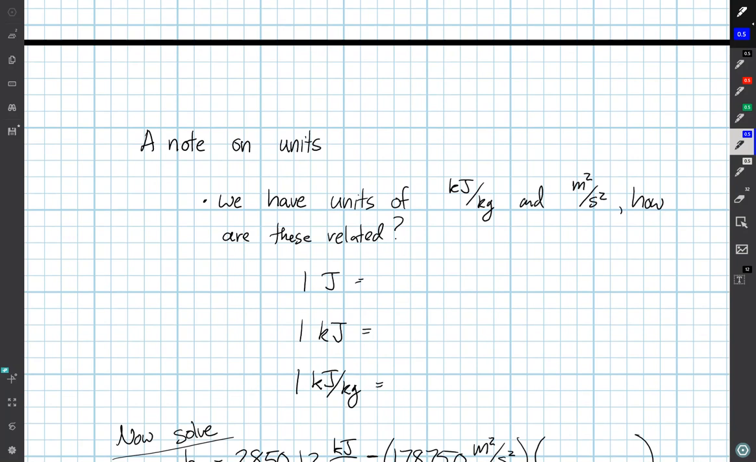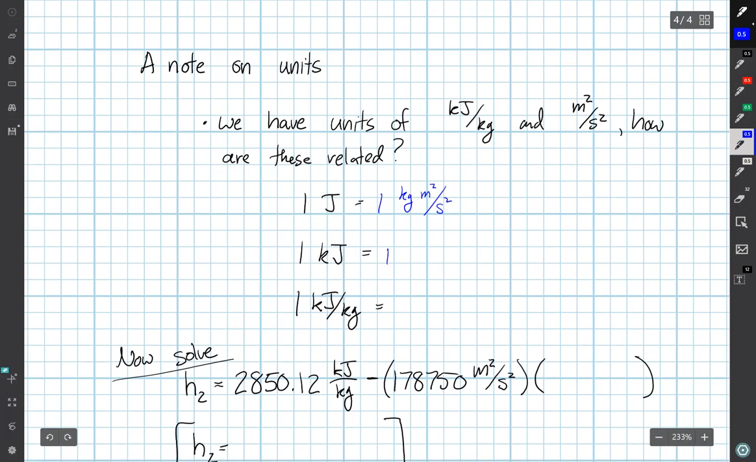Okay. So a joule, right? A joule is a unit of energy. A joule is 1 kilogram meters squared per second squared. A kilojoule is obviously 1,000 of those, so that's 1,000 kilogram meters squared per second squared. A kilojoule per kilogram, we can just take this unit and divide it by kilogram, so that would be 1,000 meters squared per second squared. So yes, indeed, a kilojoule per kilogram is related to meters squared per second squared.